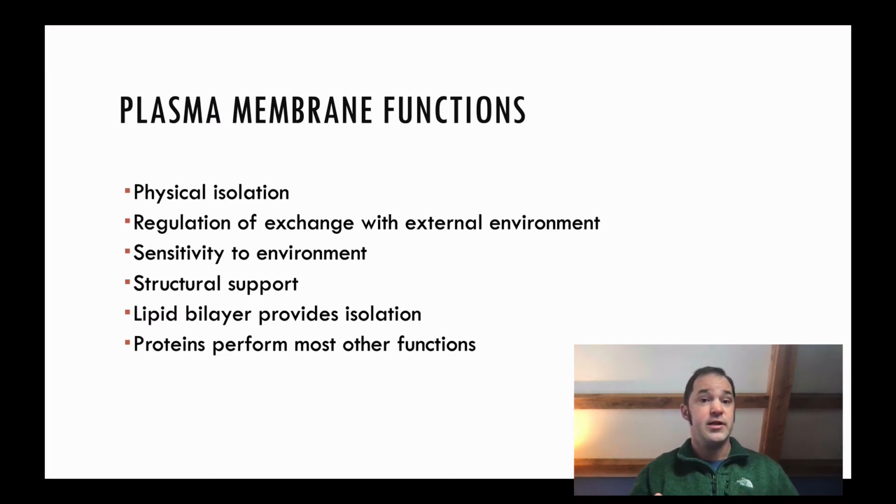So the first is physical isolation. It physically isolates the cell from the surrounding environment. It also regulates what can come in and come out of the cell, and what can enter the cell from the external environment. A cell in your body is bathed in what's called interstitial fluid, and that interstitial fluid has a different component than the fluid inside your cells, and that's because the cell regulates that exchange of things like sodium and potassium, and other ions like chloride.